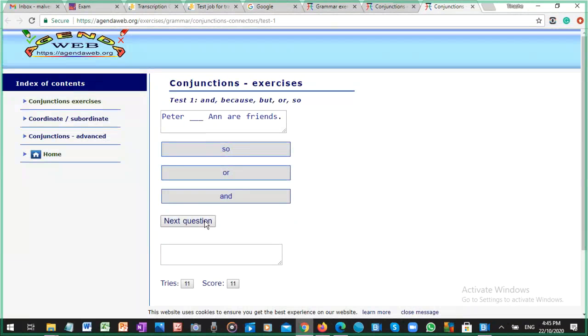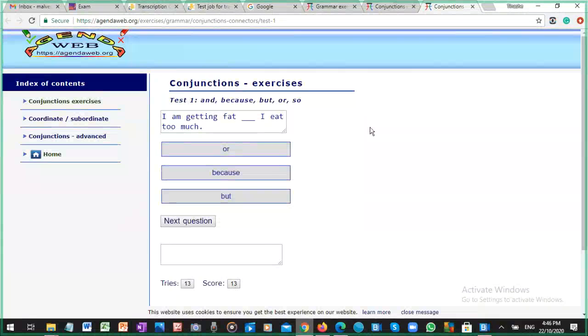Peter, dash, and a friend. Peter and Anne are friends. Well done. I don't know if he likes me, dash, not. I don't know if he likes me or not. Well done. Next one.